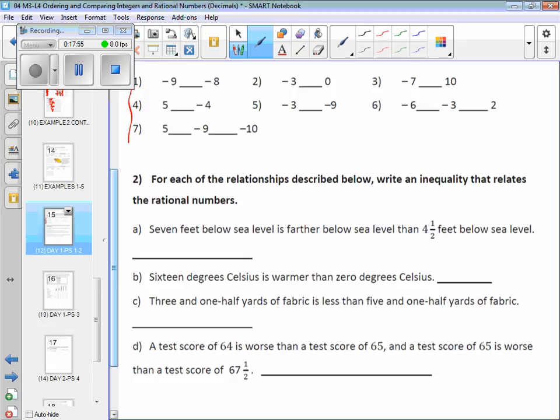Wait till you see how easy this is. It's so wordy that once you know what to do, it's going to be like, oh, it's easy. 7 feet below sea level is what integer in this case? I'm just going to put it up here so we have it for reference. Then 4.5 feet below sea level is what rational number? Sebastian?